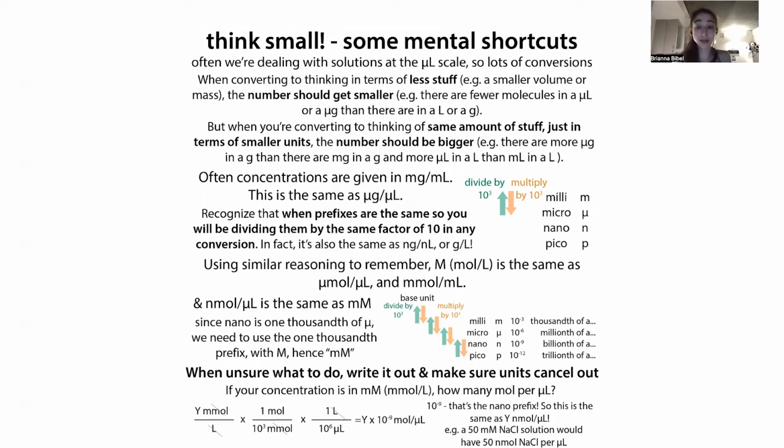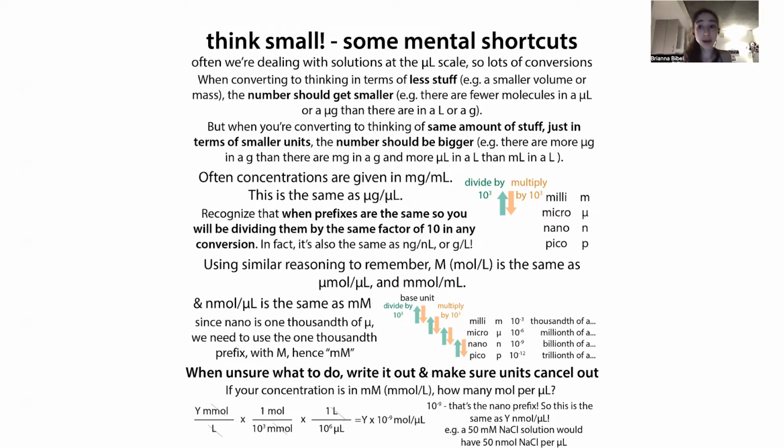So if you're thinking in terms of a smaller quantity, say you want to know how many moles are in a microliter compared to how many moles are in a liter, well, now your number is going to be a lot smaller. But when you're thinking about the same amount of stuff, just in terms of smaller units, then your number should be bigger.